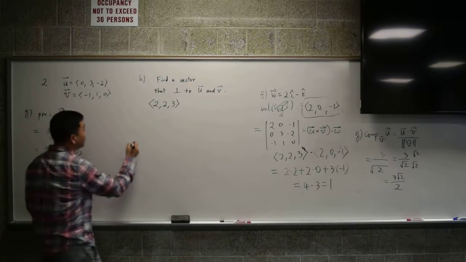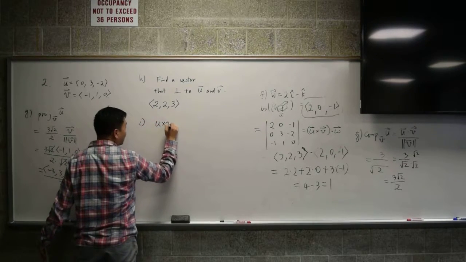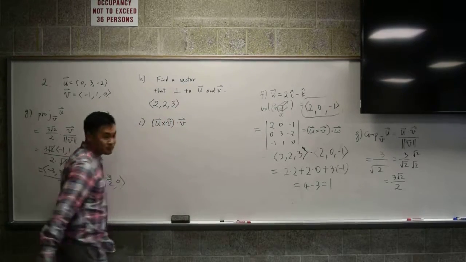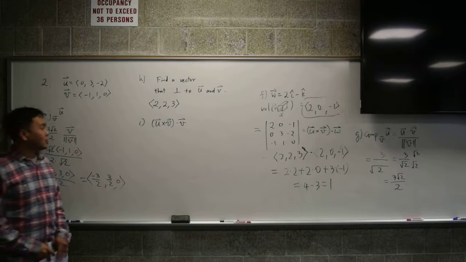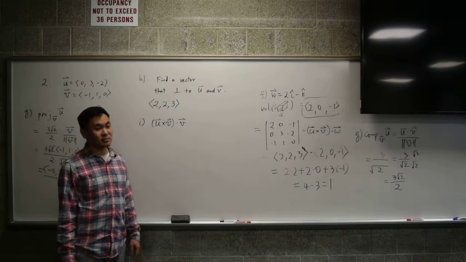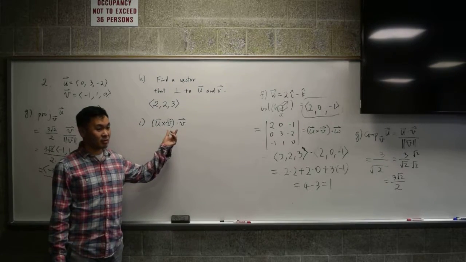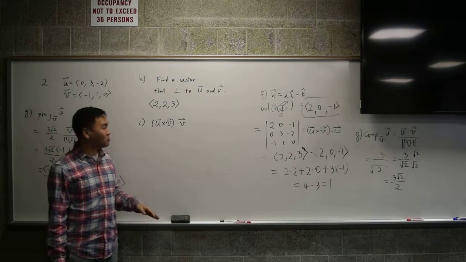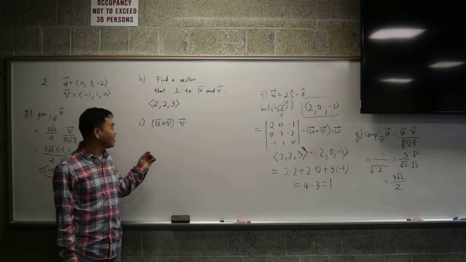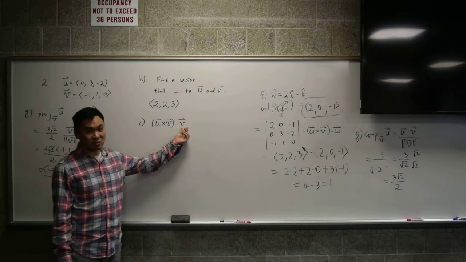And I compute U cross V dotted with V. Now, what's the angle between these two vectors? You just answered the question and now I changed it. This is 2, 2, 3, right? What's the angle between 2, 2, 3 and negative 1, 1, 0?